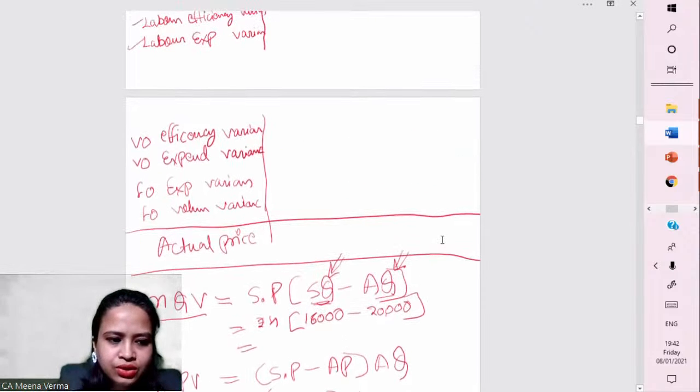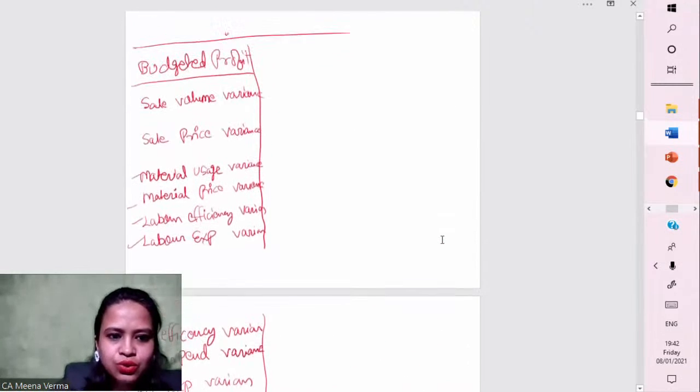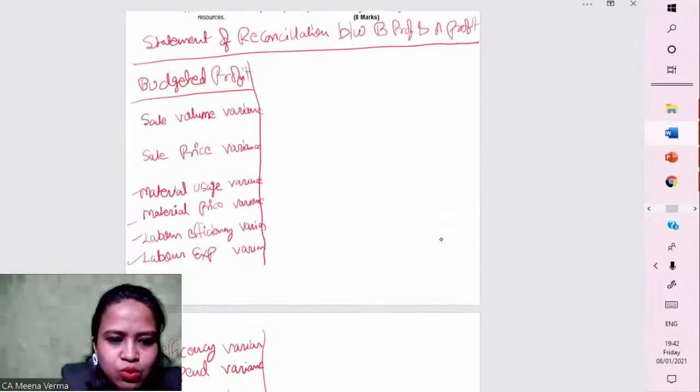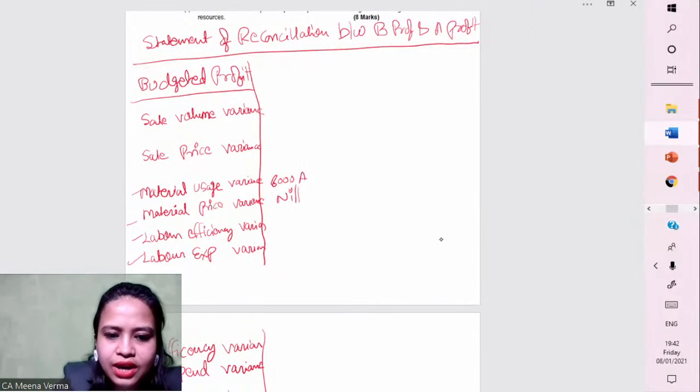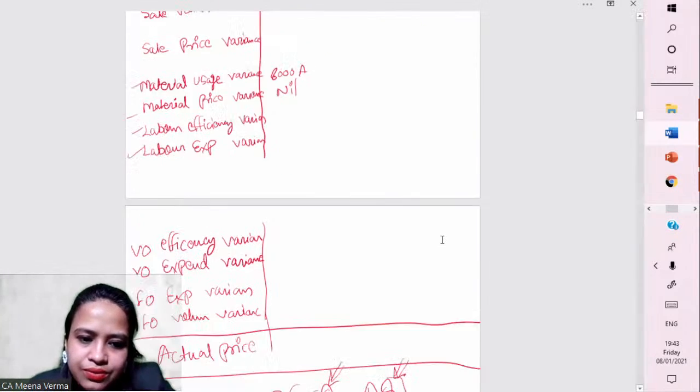Okay? So the material price variance will be nil. Okay? So at this place, this material quantity variance will come as 8,000 adverse, and this value will be nil. I hope it is clear. This value is nil. Okay?